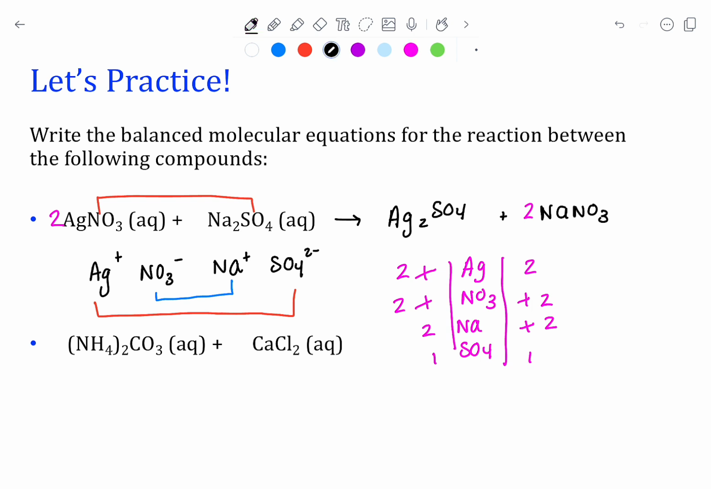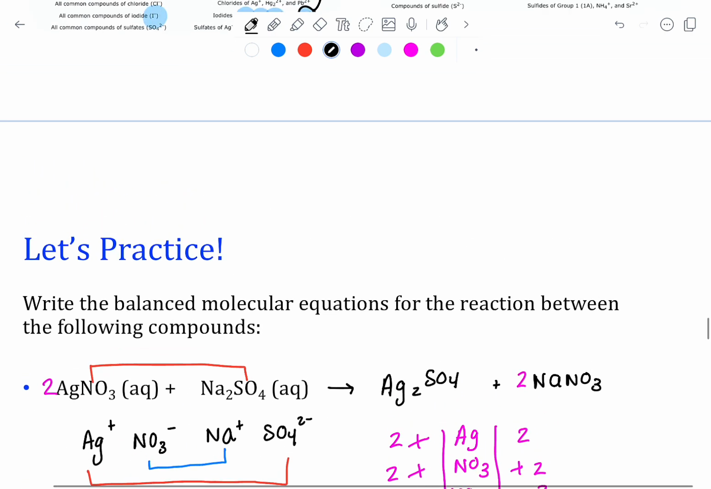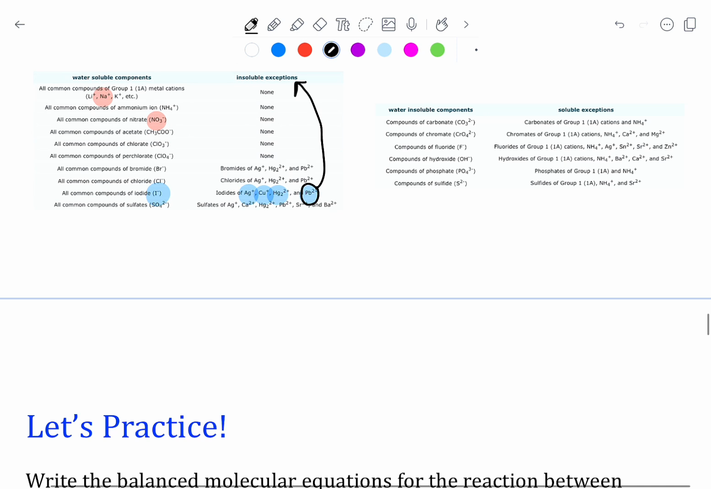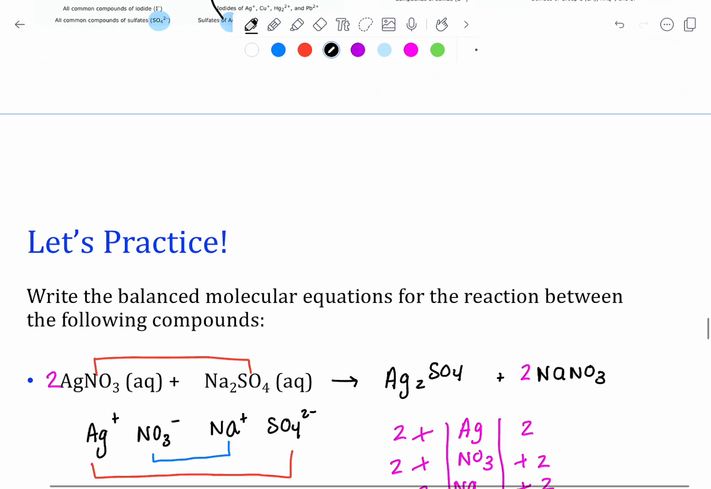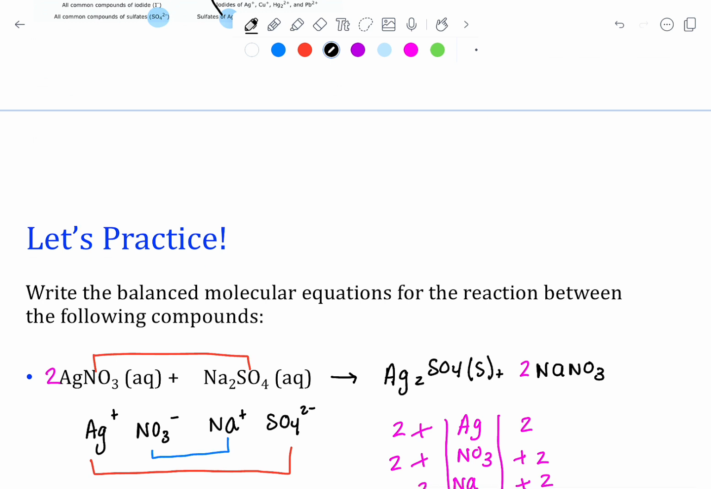The last thing we have to do is determine what is soluble and what is insoluble. So let's look back at our chart. We have silver sulfate. So we have sulfates here. It's typically soluble, but we have silver as one of our exceptions. So we're into our exceptions, so this would be a solid. It's water insoluble. It prefers to be a solid rather than its ions in solution.